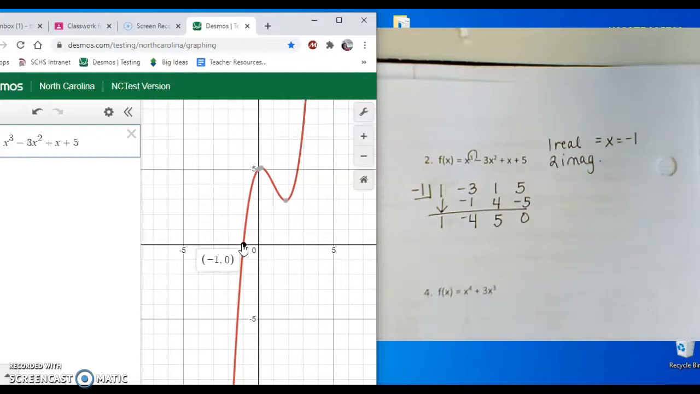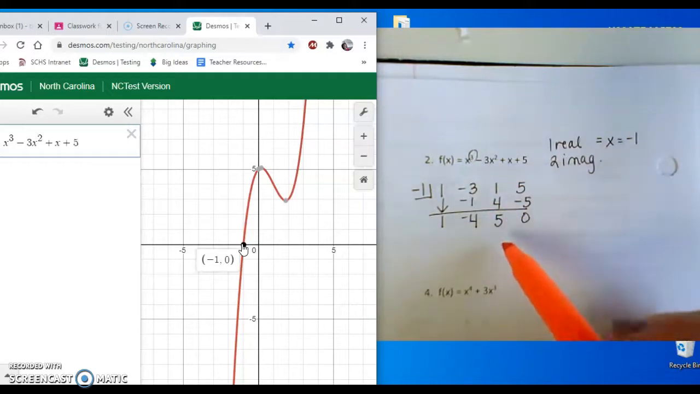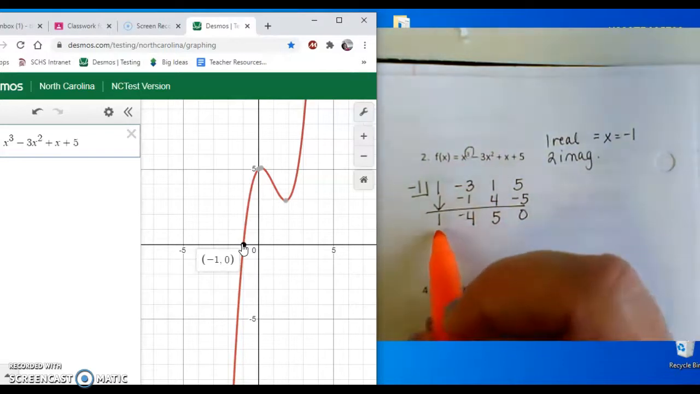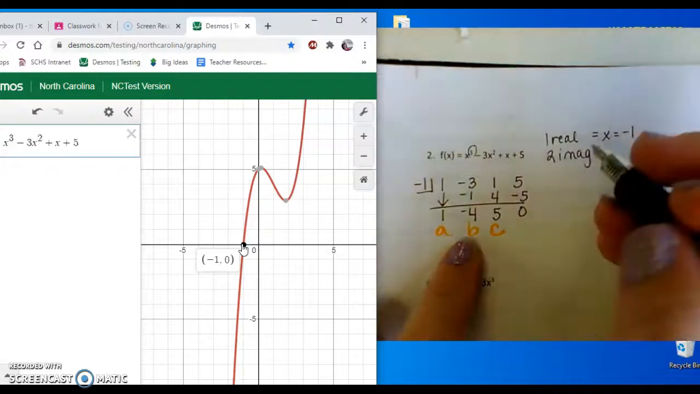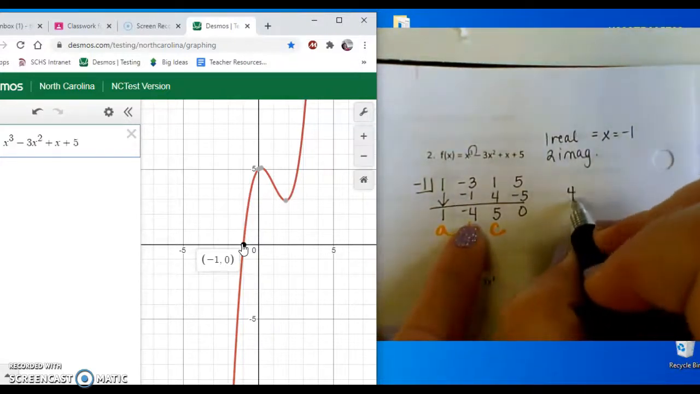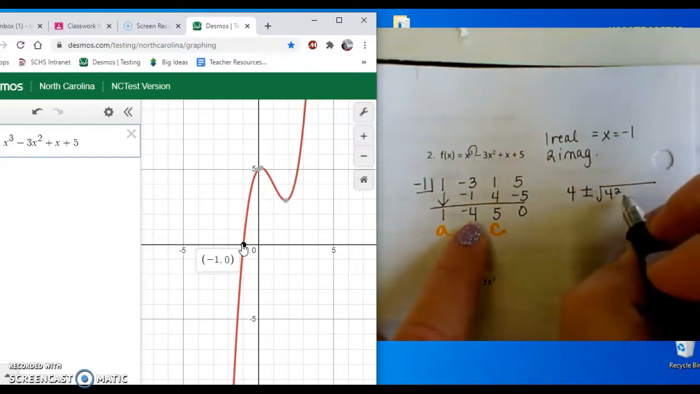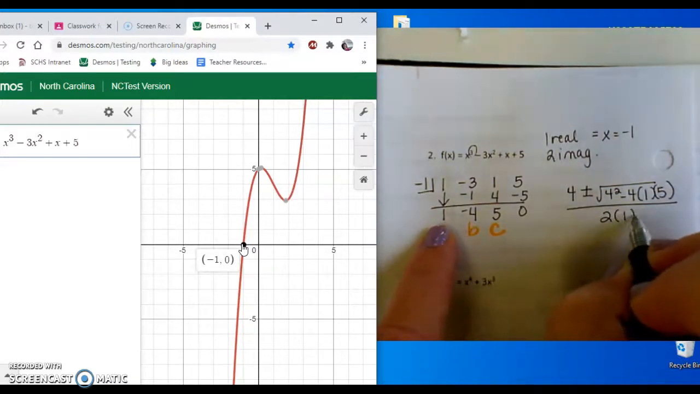If you don't get a remainder of 0, then you either divided wrong or you put the wrong zero in there. When you divide and you started with a cubic, your answer is quadratic, so this is the A and the B and the C that you use in the quadratic formula to figure out the rest of the answer. So it's kind of combining what we've been doing with dividing and then doing the quadratic formula. So we're going to do the quadratic formula now: -b plus or minus the square root of b squared minus 4ac, over 2a.